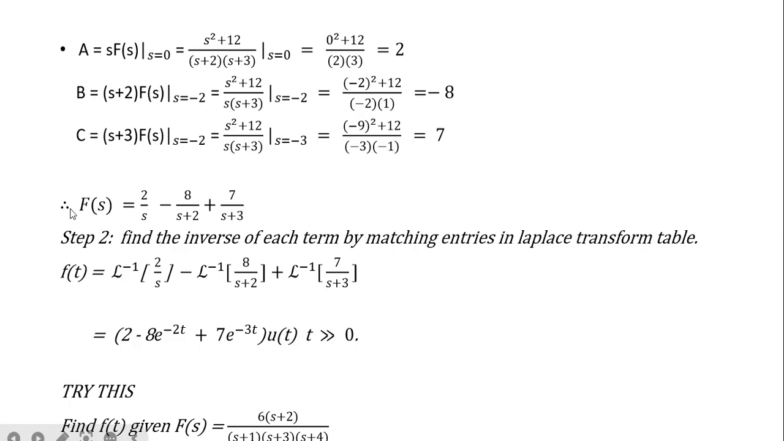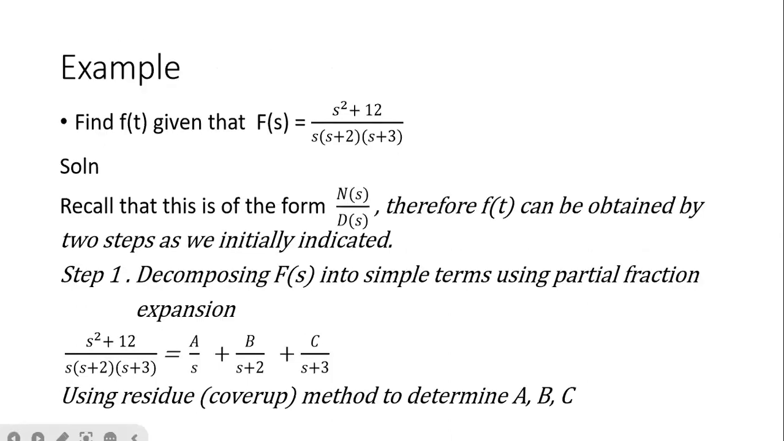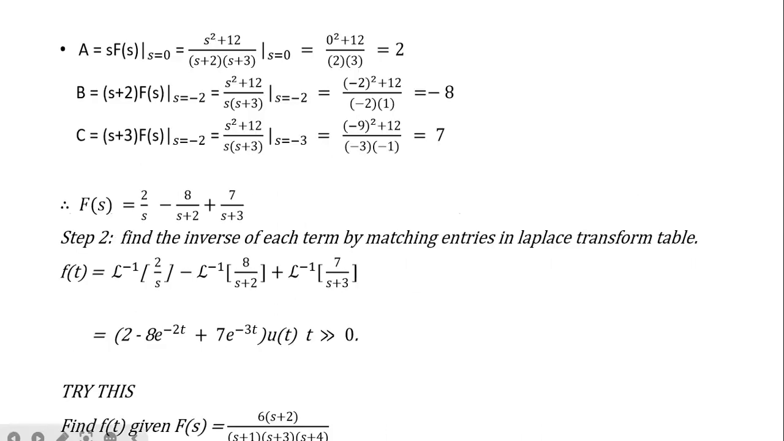Then we substitute it into our equation. We substitute that into this. So you're going to have, this is A all over that. So having done this, then we'll move to the next step, which is find the inverse of each term by matching entries in the Laplace transform table.